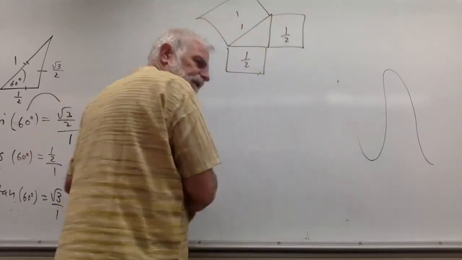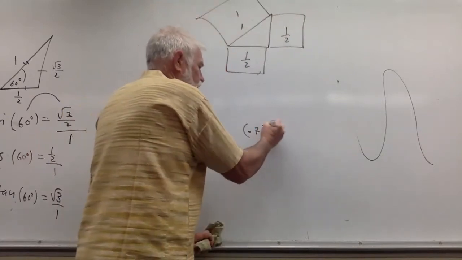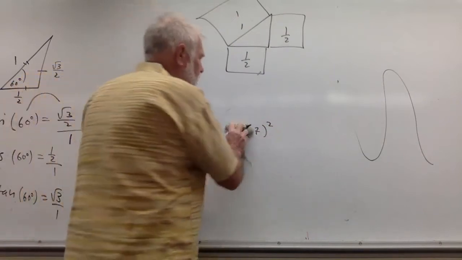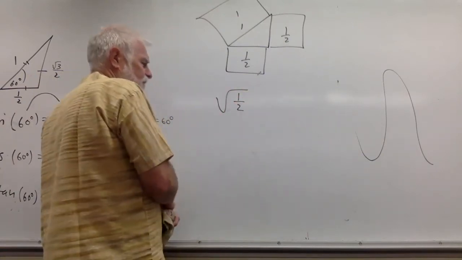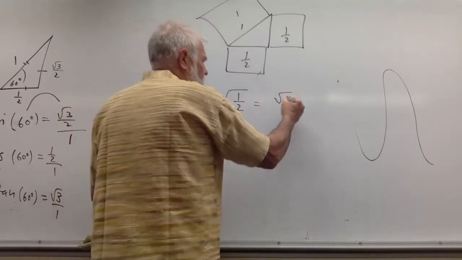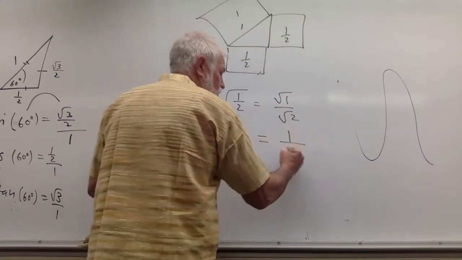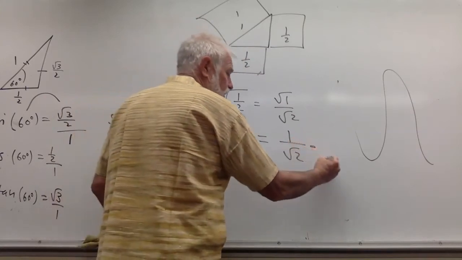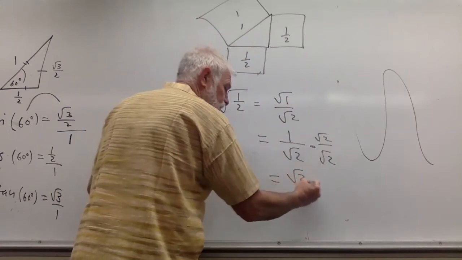What times what gets you a half? What decimal? Well, 0.7 squared is 0.49. It's got to be a little bit bigger than 0.7. Okay, but let's get it exactly. So the square root of a half, positive distance, so I didn't have to say plus or minus or anything. Well, I think that's the same thing as the square root of 1 over the square root of 2. I think that's the same thing as 1 over √2. I think we rationalize. So it's equal to the square root of 2 over 2.